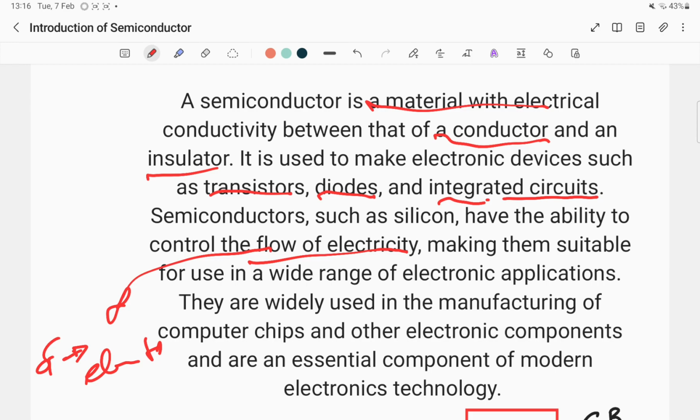So in summary, this is the general outline of semiconductor materials and their types.